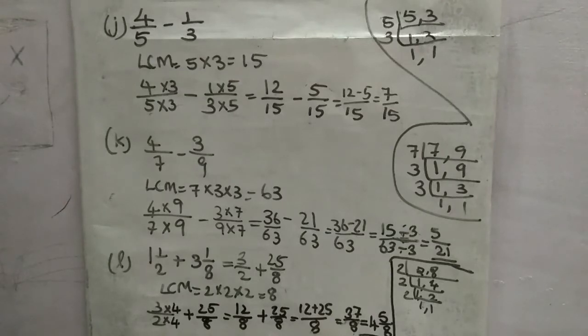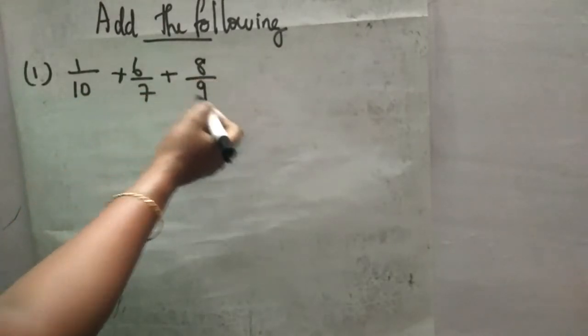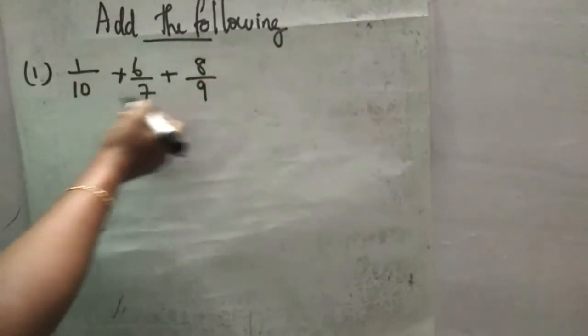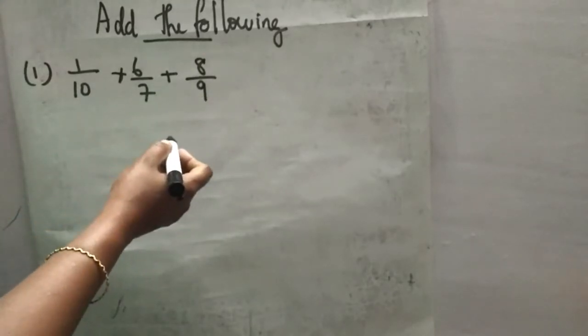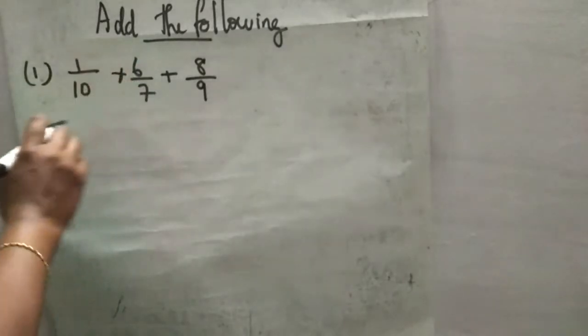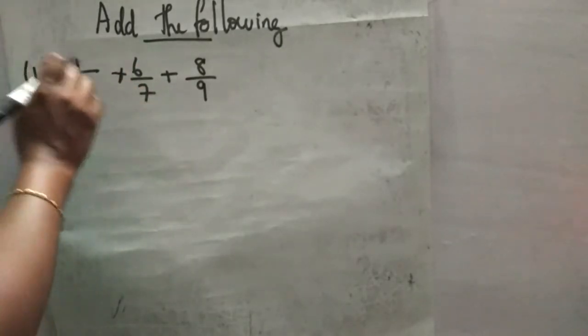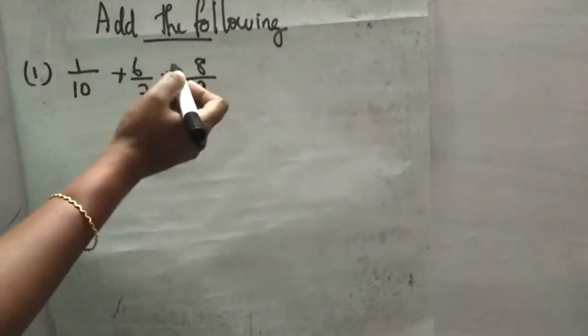There are 3 fractions. How will you add if there are 3 fractions? Let's look at that problem. So look at the first question. 1 by 10 plus 6 by 7 plus 8 by 9. Here we have unlike fractions. So, first step is to make like fractions of each fraction. Okay, convert them into like fractions.